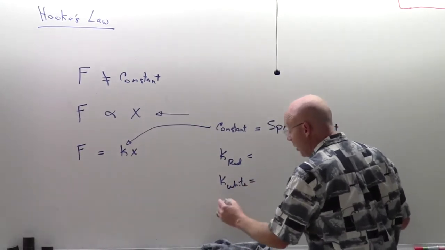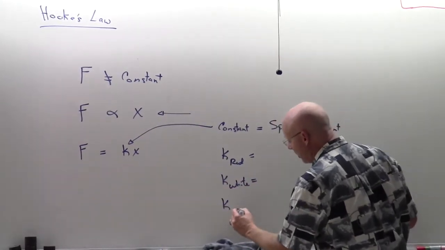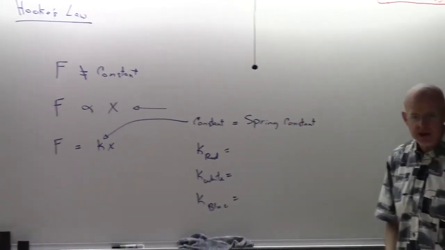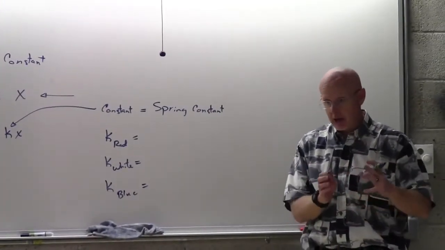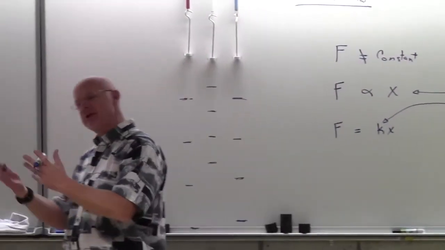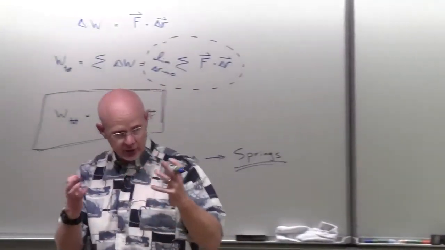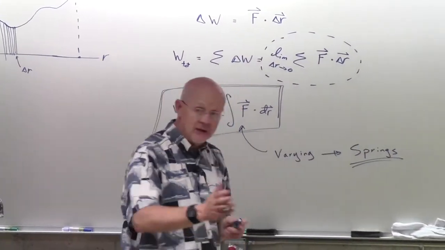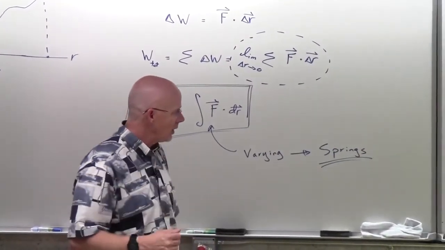I would have a K for the red one, which would be different than the K for the white one, which would be different from the K for the blue one, right? And so they each have their own spring constant. But they all follow this pattern, and hence it was discovered by Hooke, and so we call it Hooke's law. And so again, not a surprise, because I think you've seen this in your Physics 102.